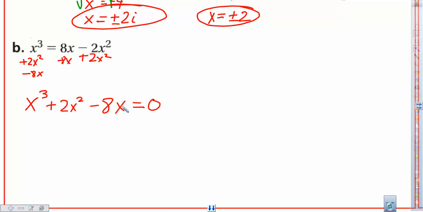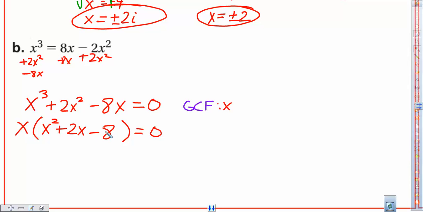First off, before you try any factoring tricks right here, what trumps all of them is greatest common factor. I think we can do greatest common factor here. I think we can factor out an x, can't we? So let's factor out the x. And if we do that, x times an x squared would make x to the third. X times a 2x would make 2x squared. And then x times a negative 8 would make negative 8x.